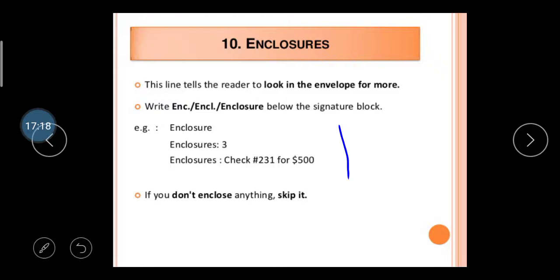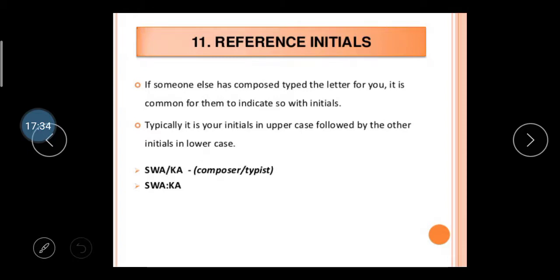If you write the enclosure, then you can type "I enclose with this letter" something like a catalog or a check. So then you have to write the enclosure. Then after that, the reference initials.